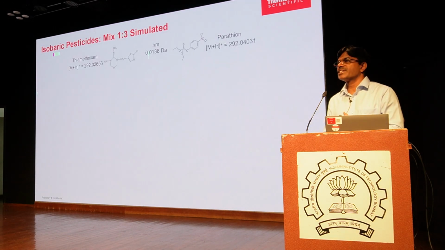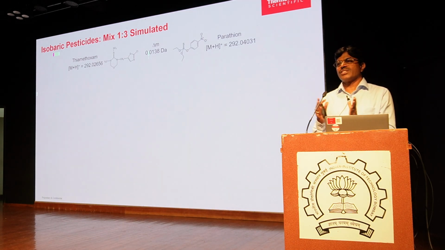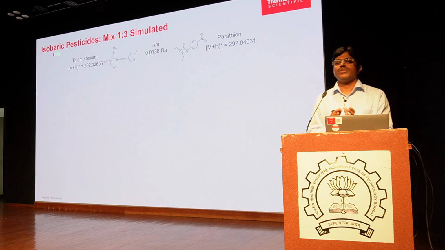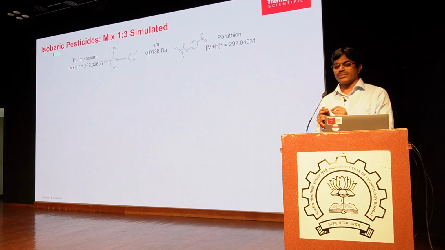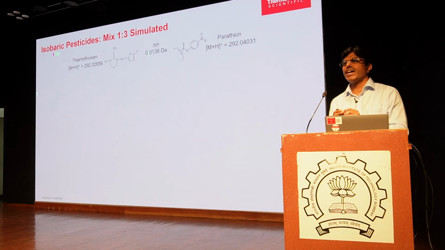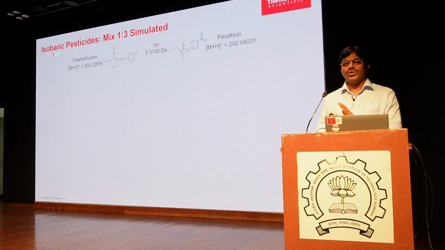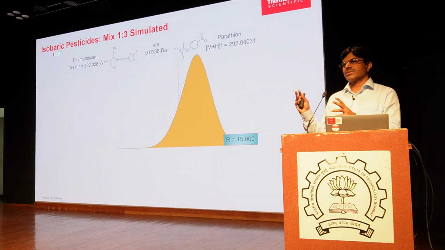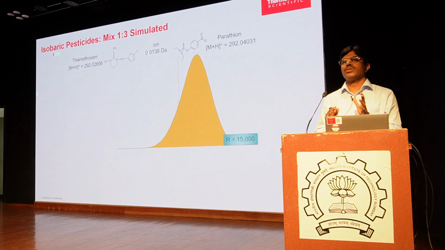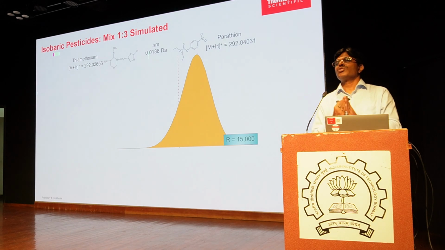So this is one example. You can see that these are two pesticides having different structures and different molecular weights. The difference is only 0.0138. The molecular weight is 292.02 for one and 292.04 for the other. Using a low resolution instrument, which is 15,000, normally for a triple quad it is around 5,000 to 8,000 to 10,000, I'm not able to separate these two isobaric species.